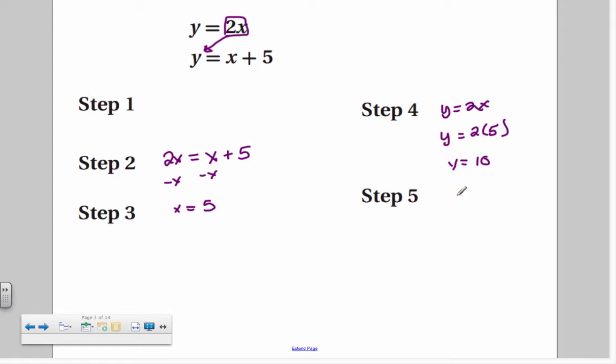Step 5 simply says write your answer as an ordered pair. So my x was 5 here, my y was 10, and I wrote that as my xy ordered pair. This is the point on the graph in which those two lines intersect.